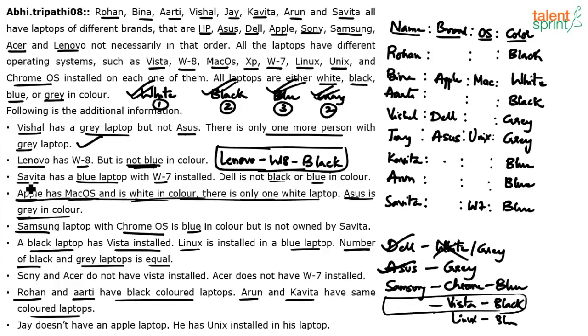Savita has a blue laptop with W7 installed. Yeah. Dell is not black or blue in color. Yeah, that is done. So this point is used. Apple, this thing is also used. Samsung is chrome with blue, but is not owned by Savita. Yeah, so Samsung will either come for Kavita or Arun. A black laptop has Vista installed. Yeah, that point we know. Linux is installed in a blue laptop. So Linux will either come here or here.